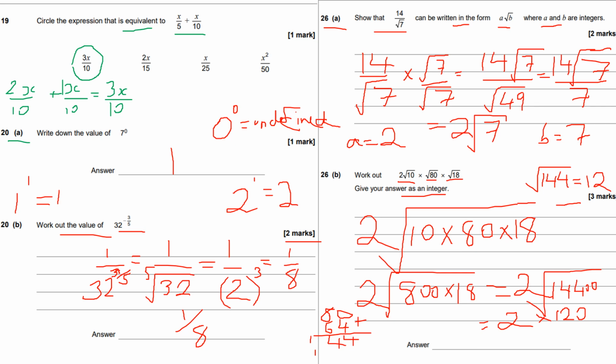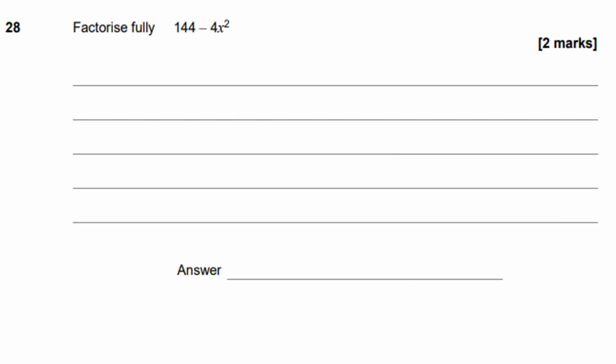If I add on an extra 0 here to 12, then if I square 120, that will give me 14,400. Okay, so 2 lots of 120 is going to be 240, guys. And that's the answer for question 26b. Okay, again, that was actually pretty challenging.